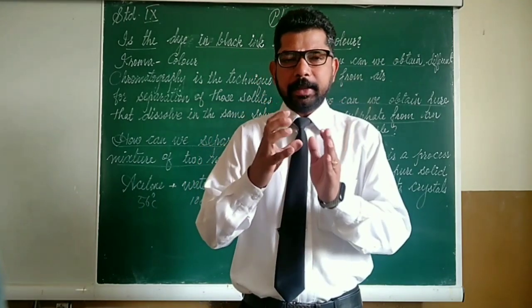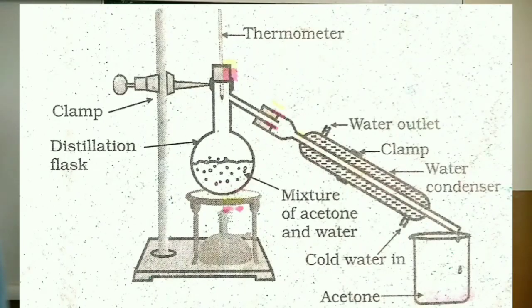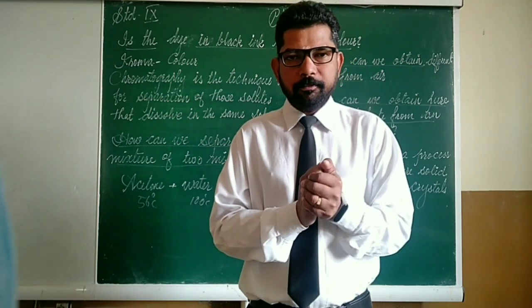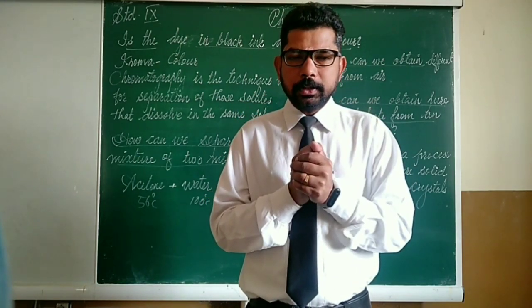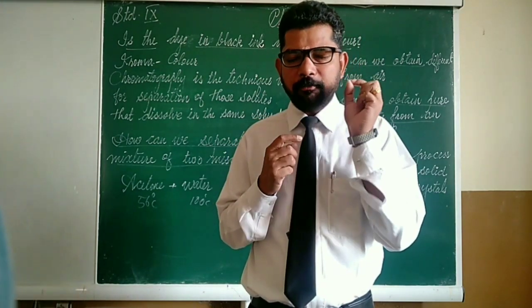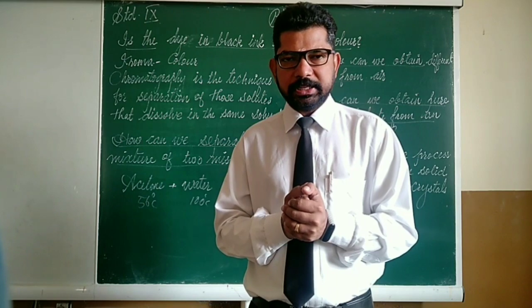We can take the mixture that has to be separated in a distillation flask. The flask that is used for distillation is known as a distillation flask. Here we have taken a mixture of acetone and water. We can take this mixture in a distillation flask, and we can add heat slowly, which means we can increase the temperature slowly. We have also fixed one thermometer in this.